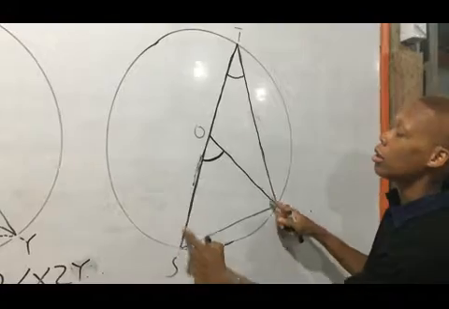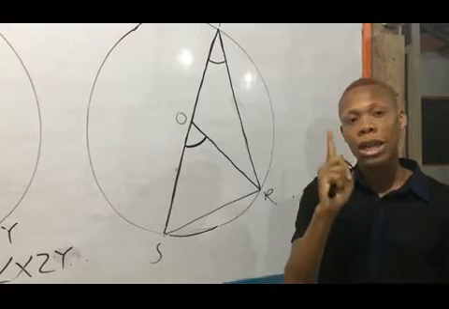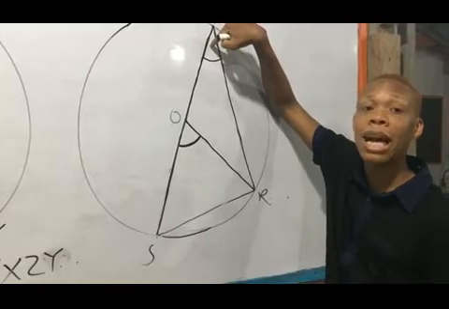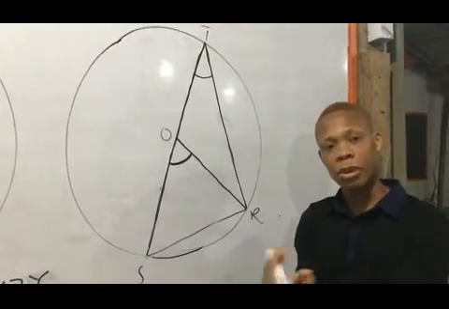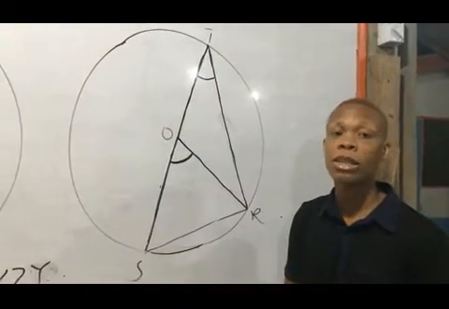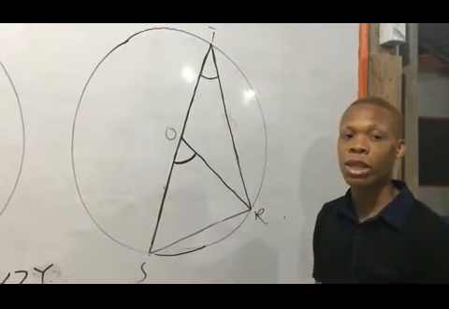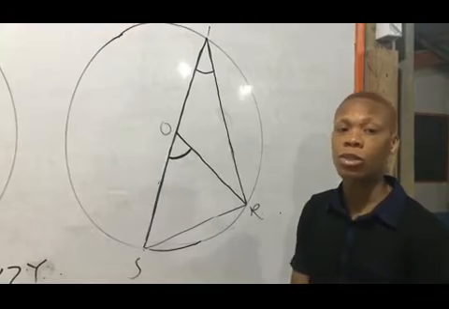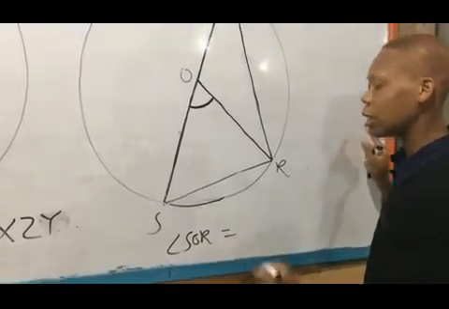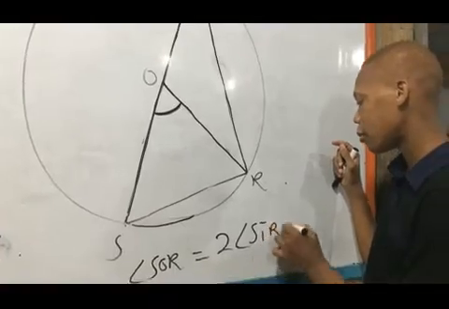The same SR is holding or subtending angle O at the center. So one chord SR is holding O at the center. The same chord SR is holding T at the circumference. So it means there is a relationship, or a connection, between the two angles, the one at the center here and the one at the circumference. And the connection is that the one at the center is 2 times the one at the circumference. The one at the center is mentioned first, so put that one down. So angle at the center, angle SOR, is twice the angle at the circumference. Angle at the circumference is angle STR.